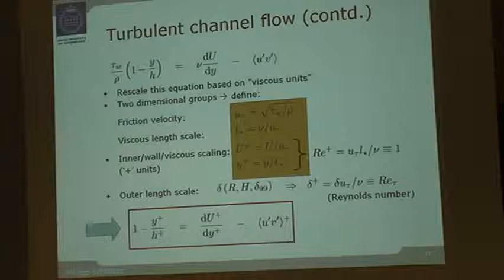If we define a Reynolds number based on, for example, the boundary layer thickness, or the distance between the plates, so based on the outer length scale, forming delta plus, then we get something that we usually call Re tau, or the friction Reynolds number, which somehow describes the intensity of the turbulence.